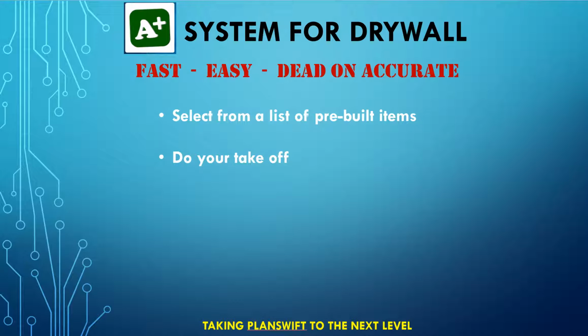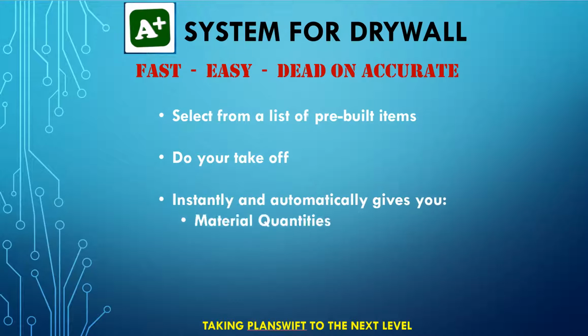Next, do your takeoff. Then, it instantly and automatically gives you material quantities, such as how many sheets of drywall you'll need, how many rolls of tape, how many boxes of texture, all that kind of information. It also calculates for you how many hours it's going to take, and it's going to calculate your unit price based on a whole bunch of calculations that's calculated on the back end.